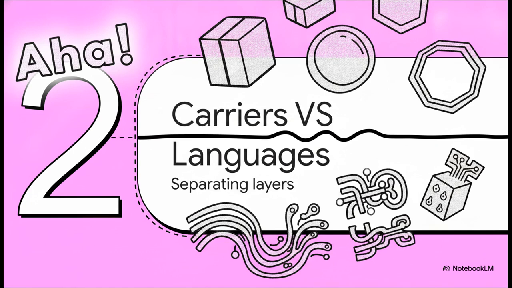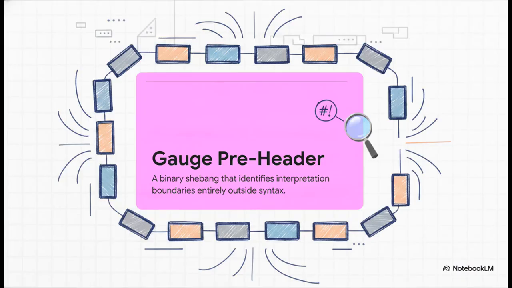Which brings us right to section 2, carriers versus languages. This was arguably the biggest aha moment in the entire project's development. If we have a container and we have a language, those two things cannot bleed into each other. Enter the gauge preheader. In the OMI-ISA project, the developers designed a strict 8-byte sequence, what they call a binary shebang, that acts as the transport envelope. It identifies the format, establishes hierarchical separators, and opens up the readable surface. It is the box that holds the data. And the critical point here is that this header exists entirely outside the syntax of the programming language itself. It is purely a transport mechanism.